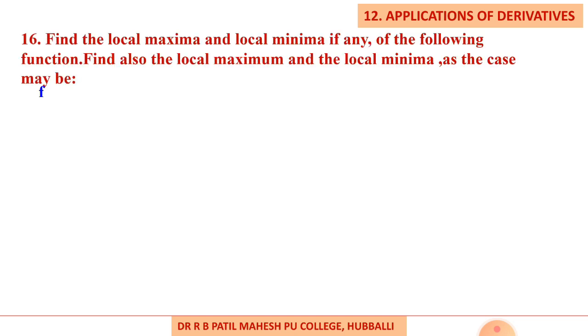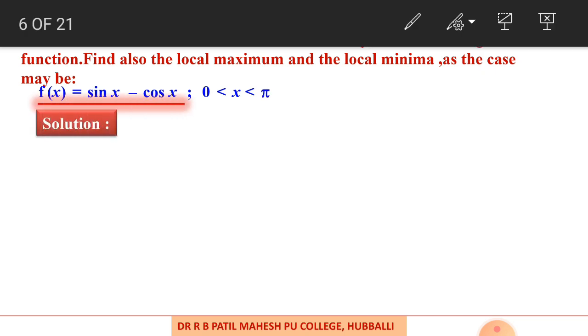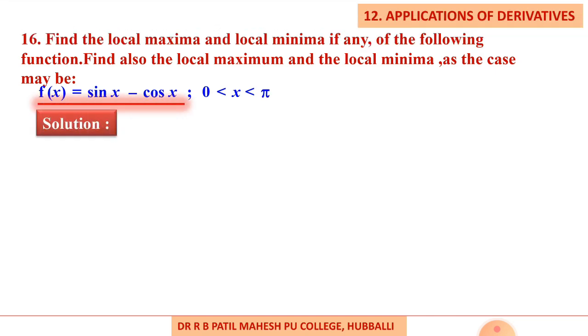Next, example number 16. Find the local maxima and local minima, if any, of the following function. Find also the local maximum and local minima as the case may be: f of x equal to sin x minus cos x, where x is greater than 0 and less than pi. Now here trigonometric functions are given, so you can apply the same method here.